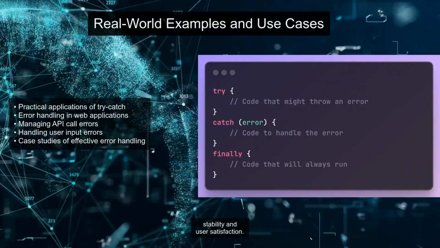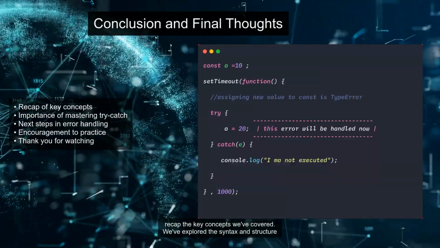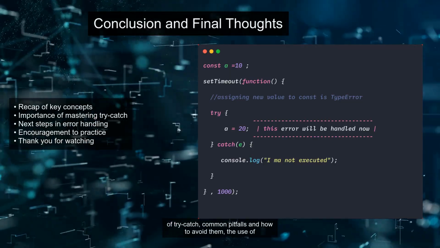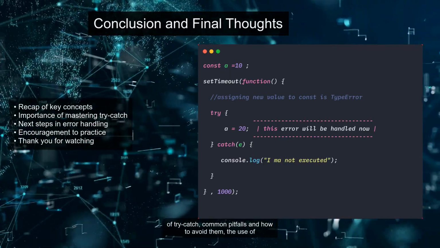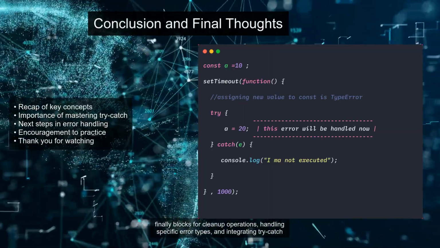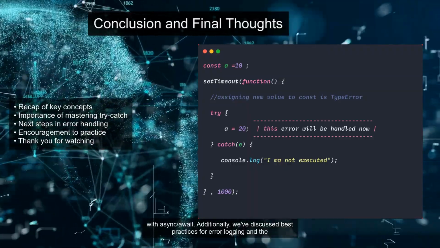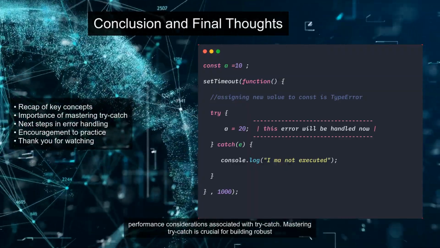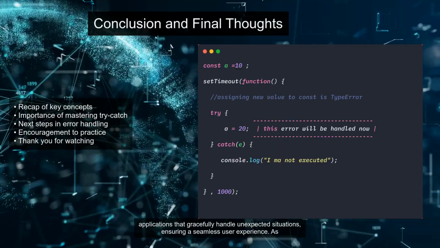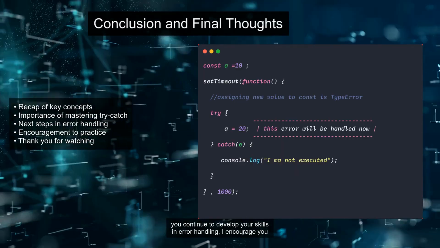and user satisfaction. As we conclude this video on mastering try-catch in modern JavaScript, let's recap the key concepts we've covered. We've explored the syntax and structure of try-catch, common pitfalls and how to avoid them, the use of finally blocks for cleanup operations, handling specific error types, and integrating try-catch with async/await. Additionally, we've discussed best practices for error logging and the performance considerations associated with try-catch. Mastering try-catch is crucial for building robust applications that gracefully handle unexpected situations, ensuring a seamless user experience.